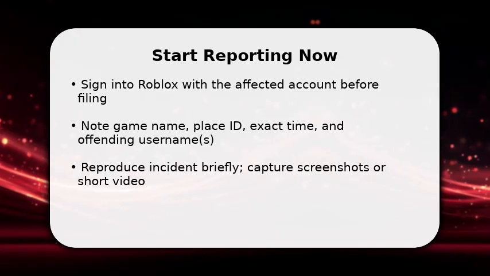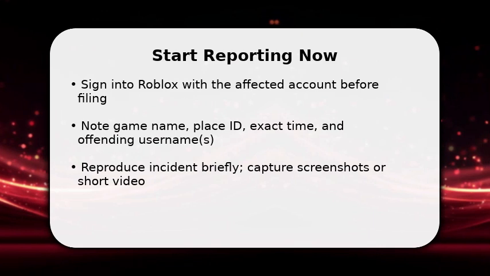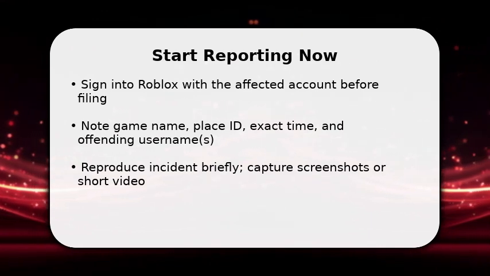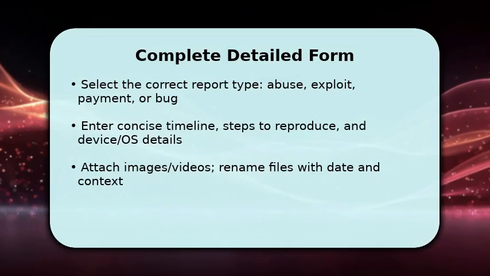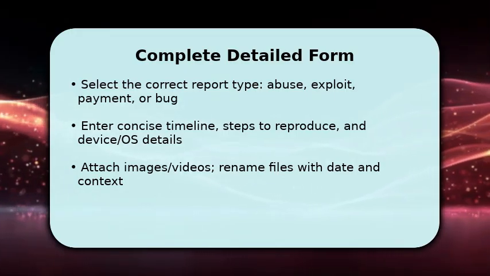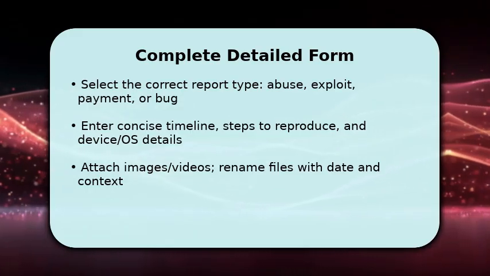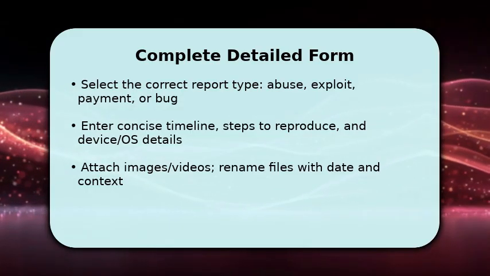Then open the in-game Report Abuse button or go to Support and choose the report option to begin filling the form. You now focus on the detailed execution. Pick the most specific report type so reviewers route it correctly. In the description field, explain the how and why in a few clear steps. What you did, what happened, and when.